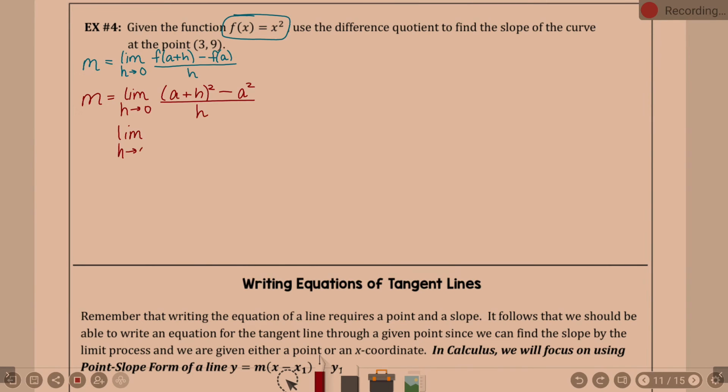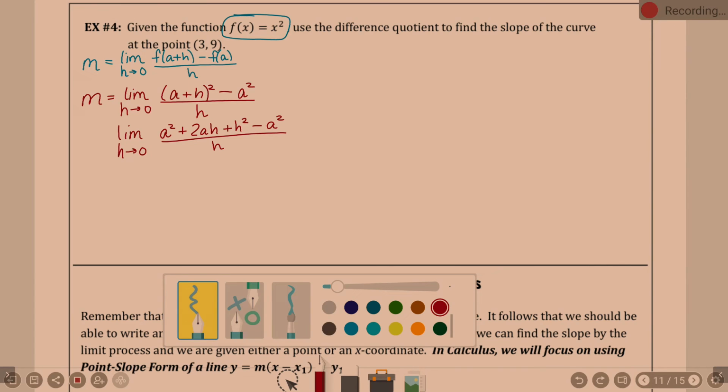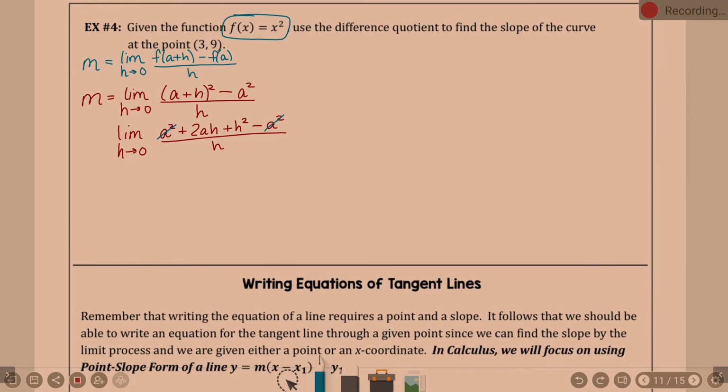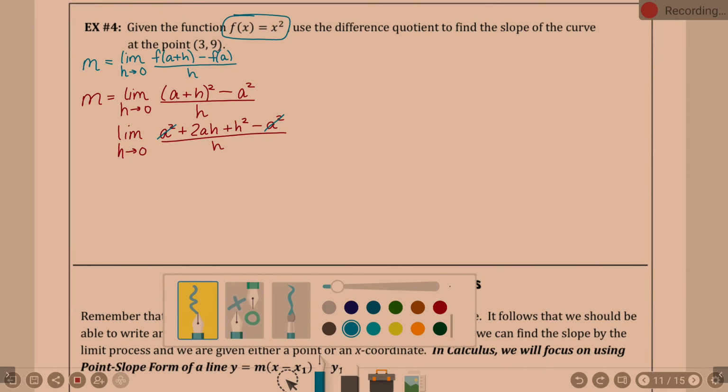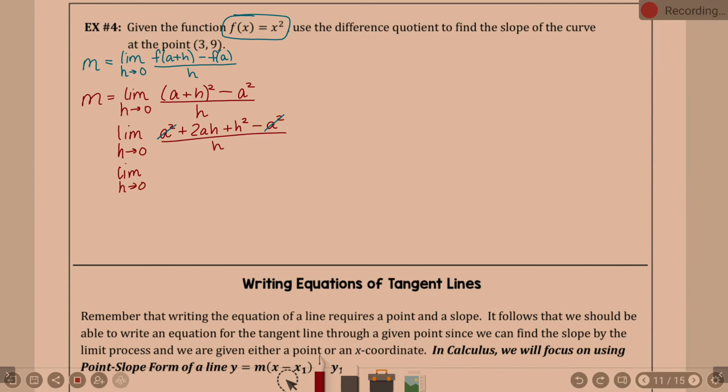Okay, so a plus h squared means we need to officially FOIL. So that's going to be a squared plus 2ah plus h squared, minus the other a squared, all over h. The a squared and the a squared cancel. Oh, the h does cancel one h, which is always going to happen if you're doing this right.